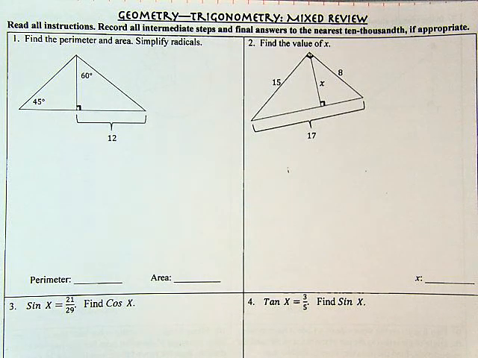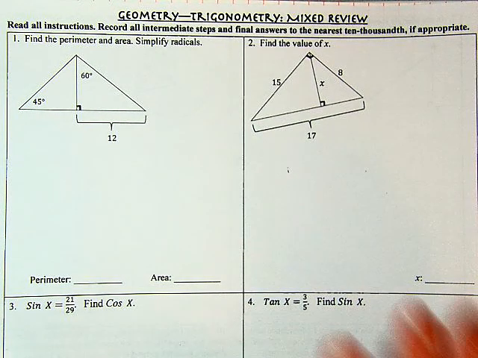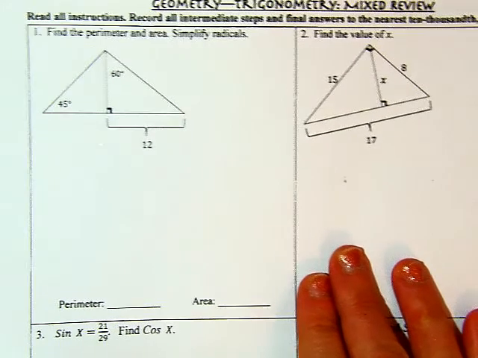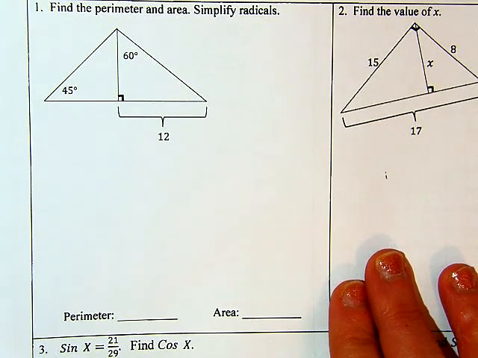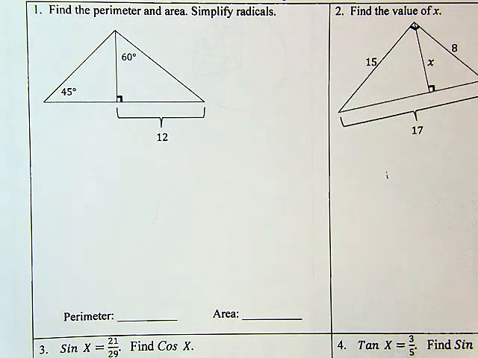All right, you guys, today we are looking at more trigonometry with some mixed review tied in. So let me zoom in just to get a little bit closer so you can see everything nice and big. All right, so for my very first problem, I'm saying find perimeter and area, simplify radicals.